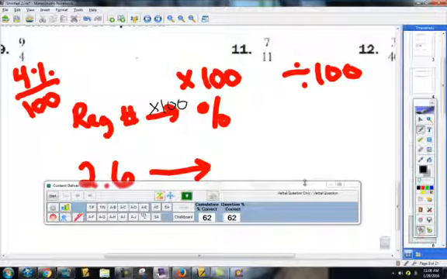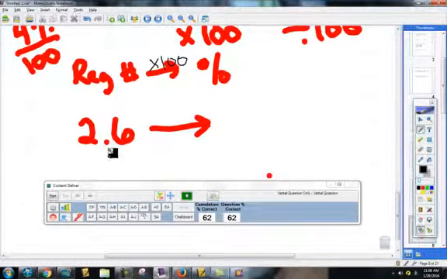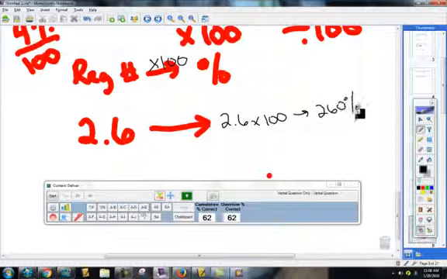Okay? I see some of you just trying to move the decimal. Guys, please don't do that. Please, please, please. Think about it in terms of multiplying or dividing by 100. We are multiplying by 100, so we would do 2.6 times 100. That would give us 260%. Not 26, that's just multiplying by 10. Everybody got that? Please don't just rely on moving the decimal to the right or the left. Rely on multiplying or dividing by 100.